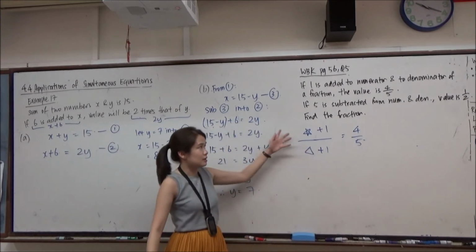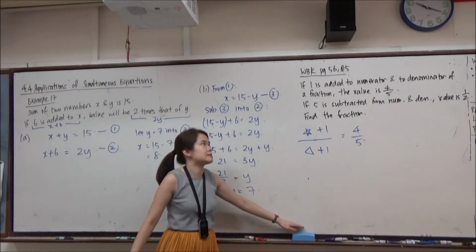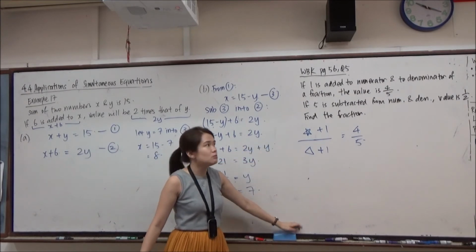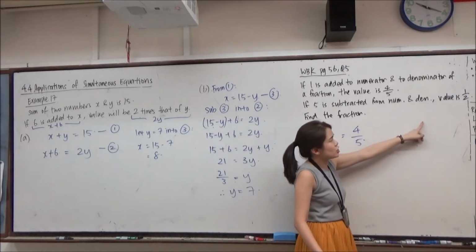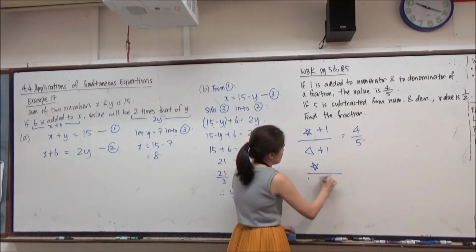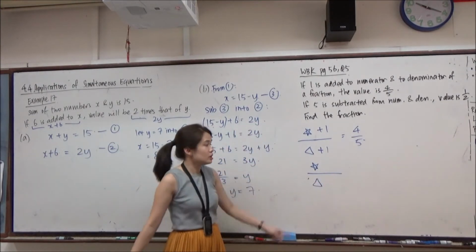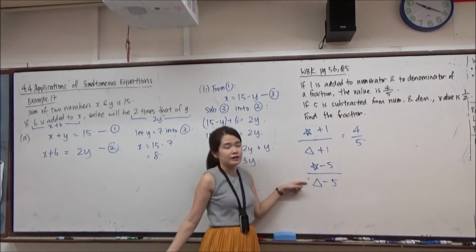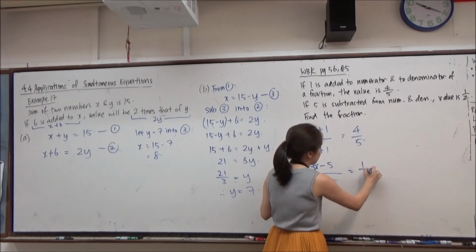Let me just put it in very loose terms first using shapes. And then if 5 is subtracted from the numerator and denominator, I'm writing it short, the value becomes half. So likewise, there is the same fraction, numerator minus 5, denominator minus 5, and that becomes half.